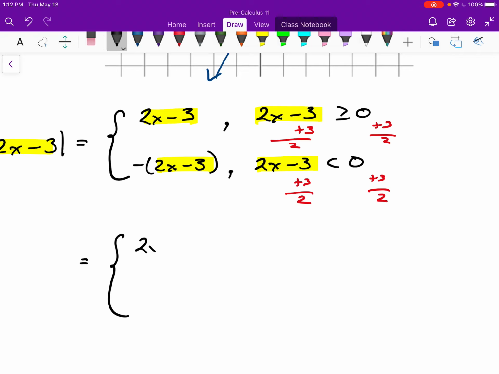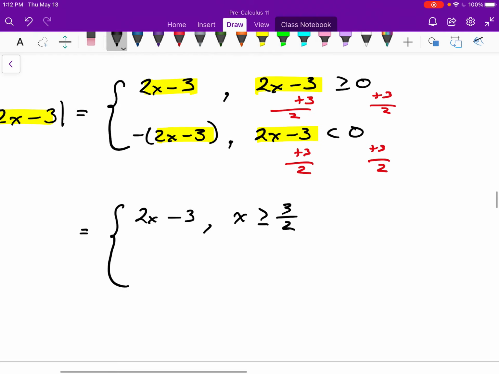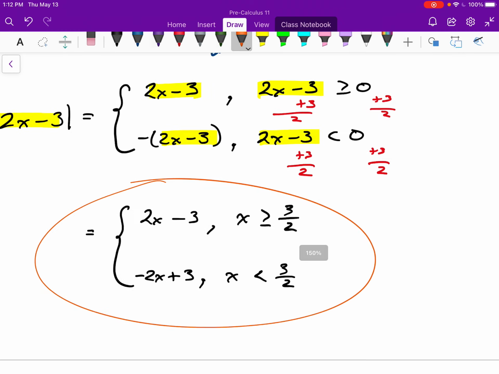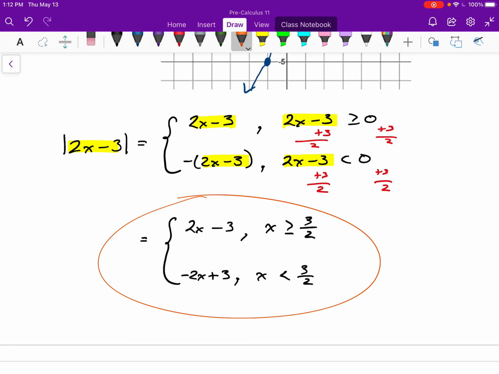So my first piece, 2x minus 3. If I add 3 to both sides, I have 2x. If I divide both sides by 2, I have just x is greater than or equal to 3 over 2. And for my other piece, which I could distribute the negative, and sure, I'll distribute it, that'll be when x is less than 3 over 2. So that's the answer we want. And like I said, I did this way too quickly if we hadn't yet seen some similar parts in the last lesson.